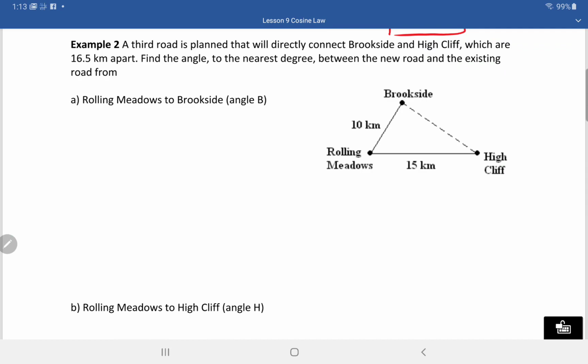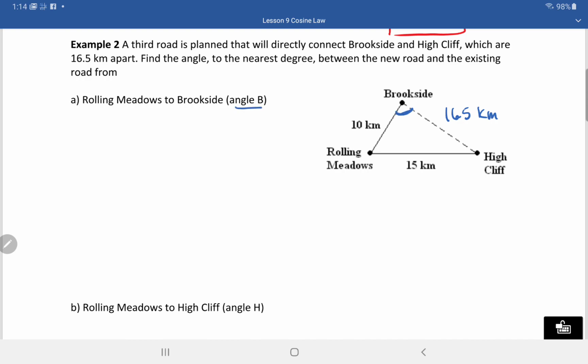All right, so this is a construction site. A third road is planned that will connect a couple towns together, which are 16.5 kilometers apart. So they're telling us that this is 16.5 kilometers apart. We want to find the angle to the nearest degree between the new road, which is the dotted line, and the existing road from Rolling Meadows to Brookside. So we want to find this angle in here.